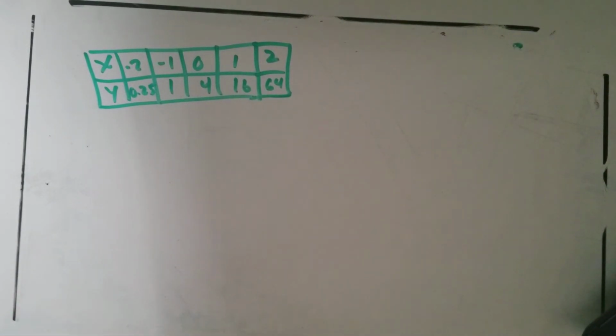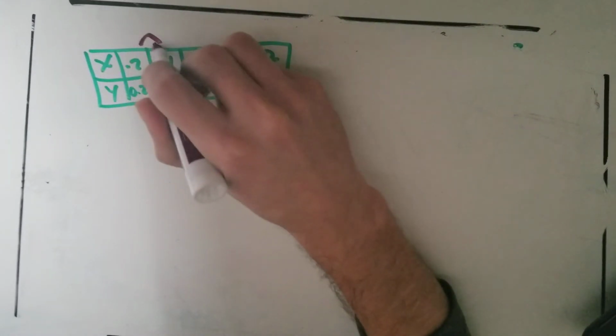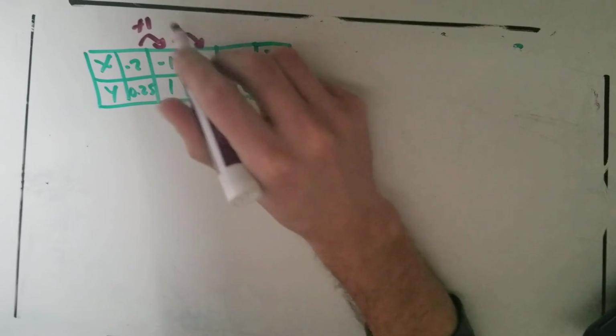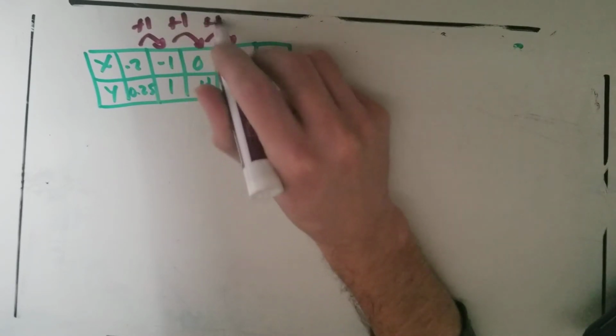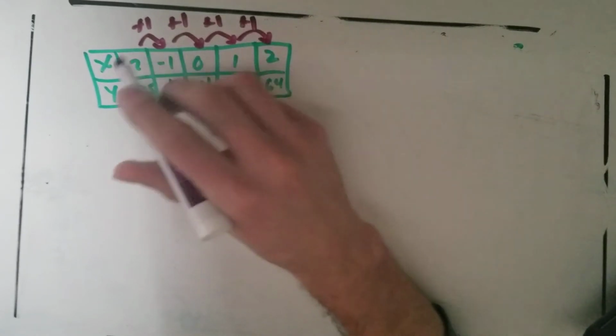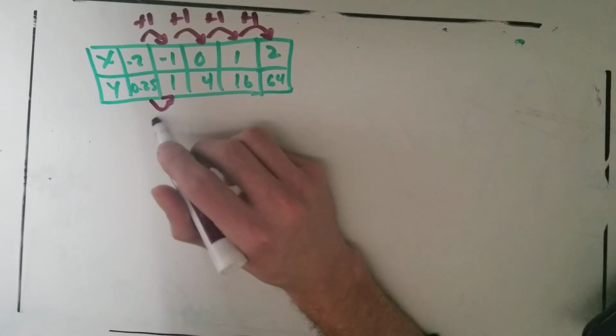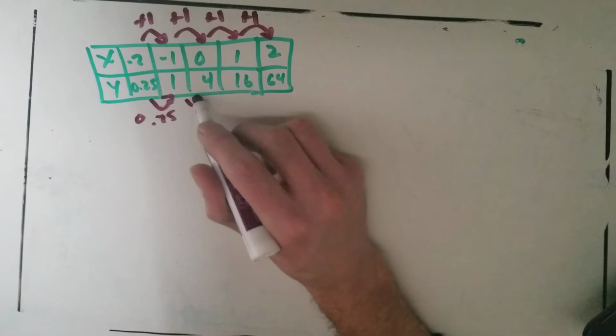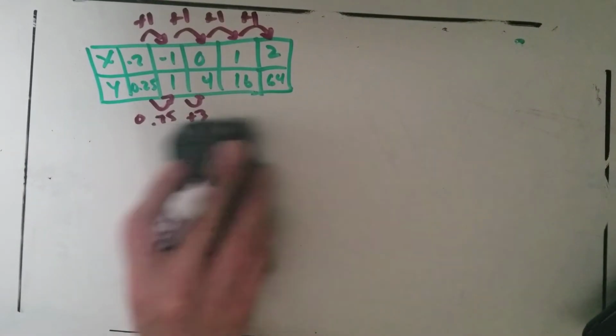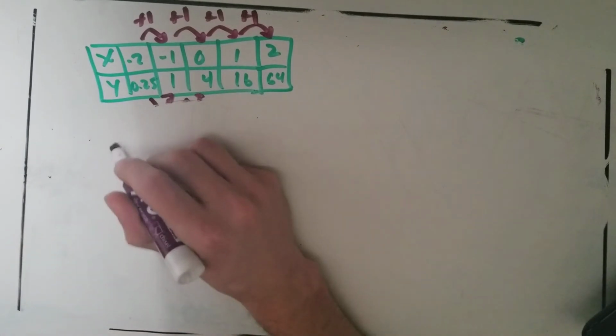So very quickly, hopefully we see that we're not linear. We go up 1, we go up 1, we go up 1. Our change in x is constantly 1, and our change in y is, well, -0.75, and then it's -3. Doesn't quite work out. Not linear. So we know we're nonlinear.